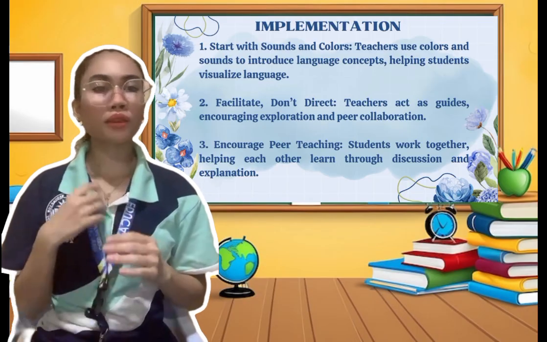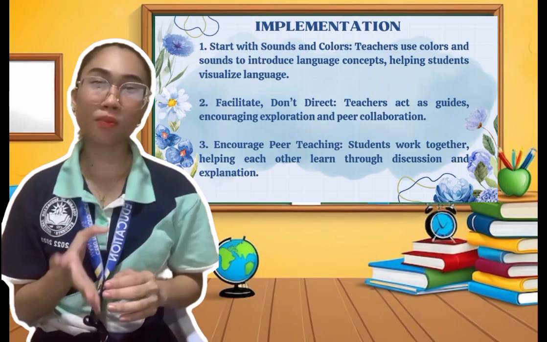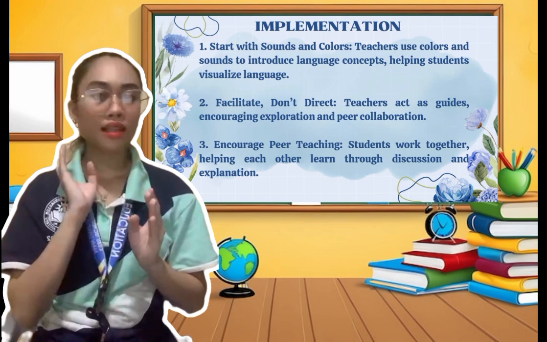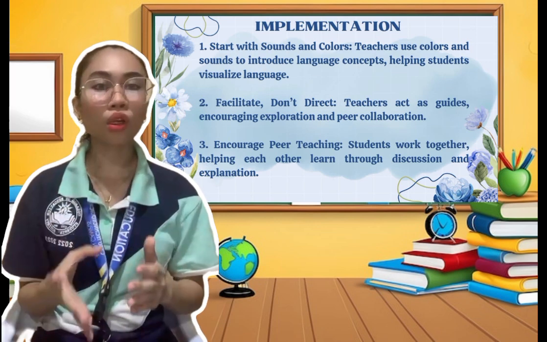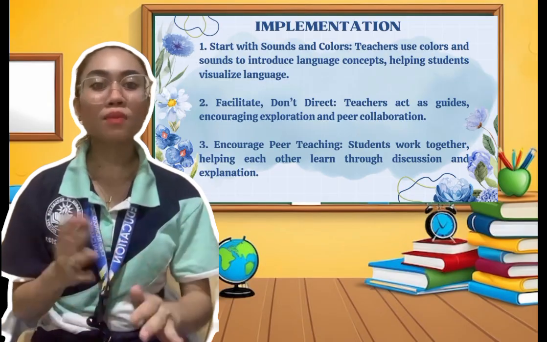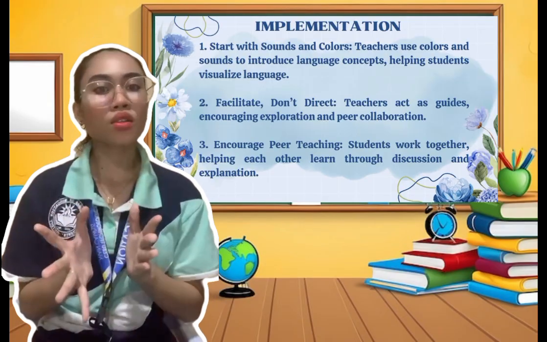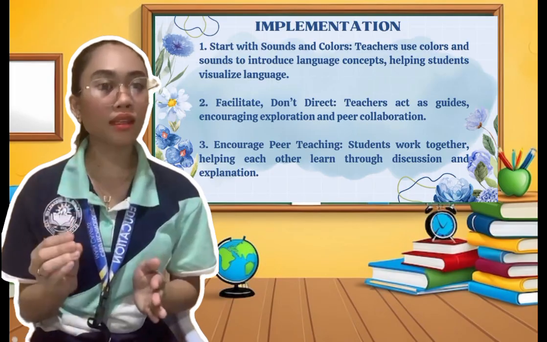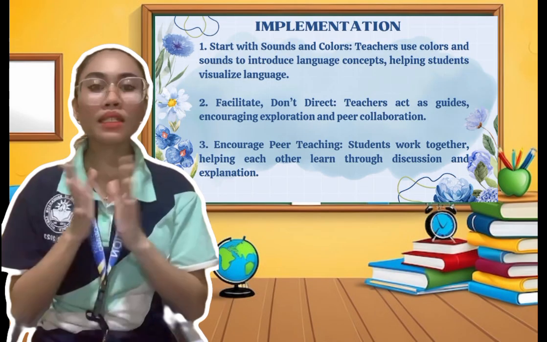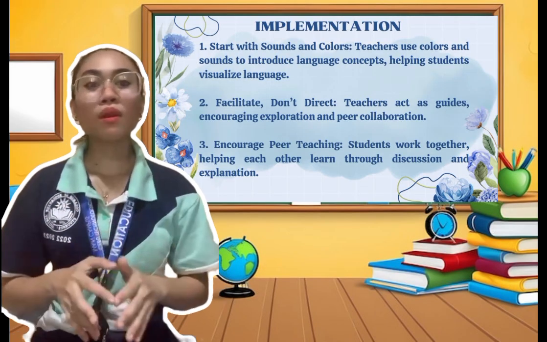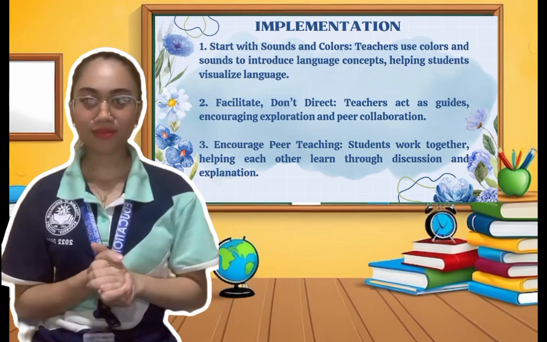So students work together, helping each other learn through discussion and explanation. So collaboration is a key element in the silent way. Students often work in pairs or small groups, discussing and explaining the concepts with each other. So this peer teaching not only reinforces their understanding but also builds communication skills and confidence. So by teaching one another, students deepen their own learning and create a supportive classroom community.